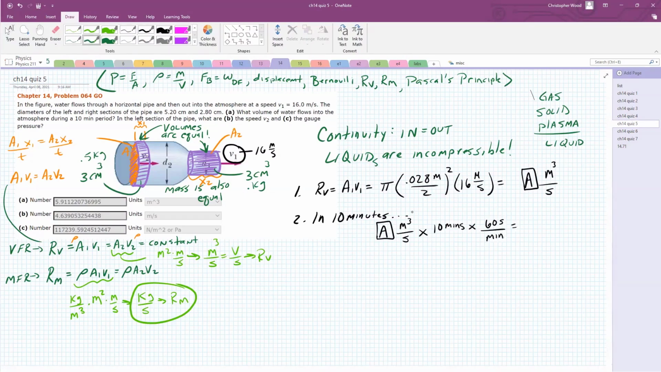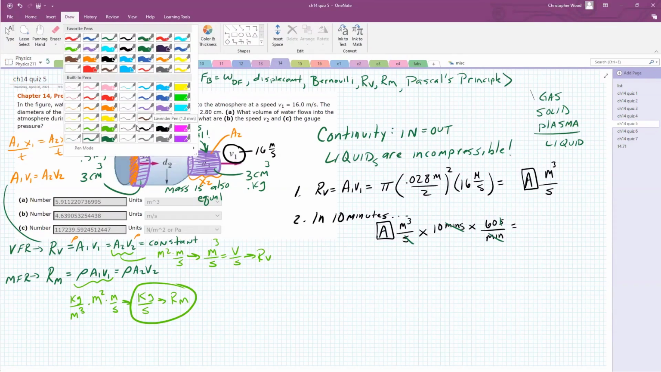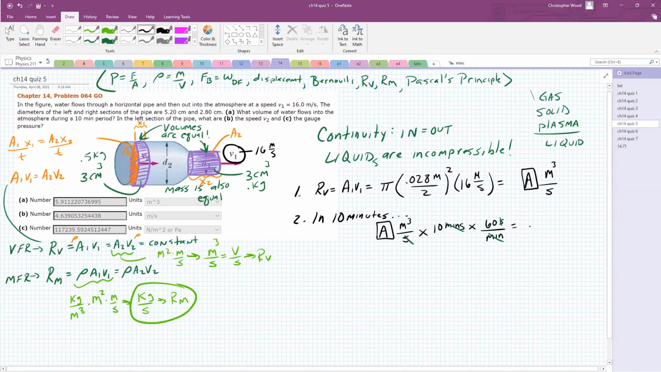So if I just do the cancellation, seconds cancels with seconds, minutes cancels with minutes. So I'm going to take alpha A, multiply by 600, and get my answer. In 10 minutes, this much fluid flows out into the atmosphere: 5.91 and some change. And the units would be cubic meters. Okay, done with part A. So that is volume flow rate, or volume continuity, or just continuity in general.